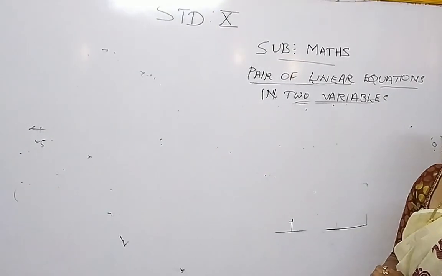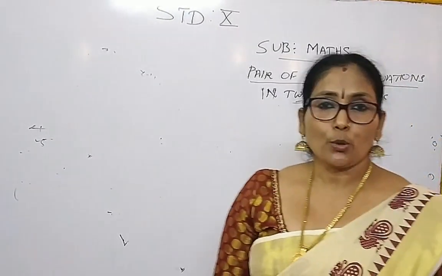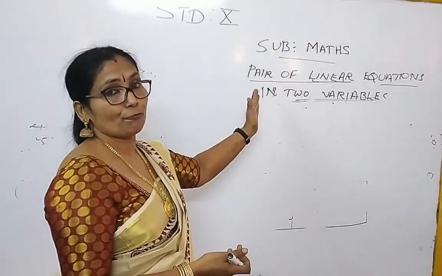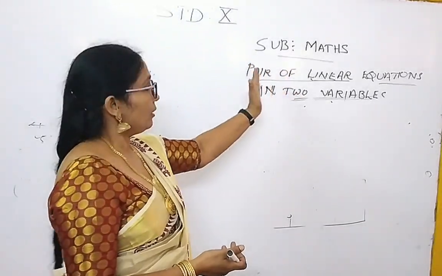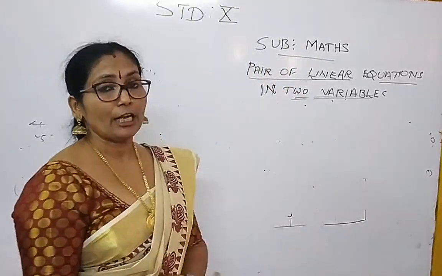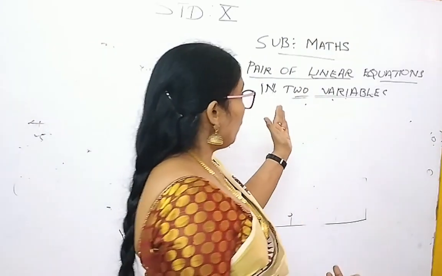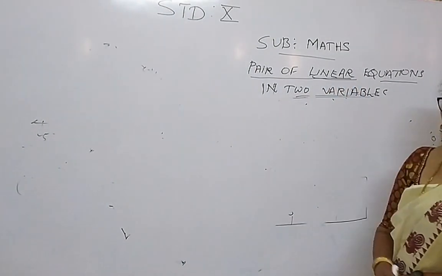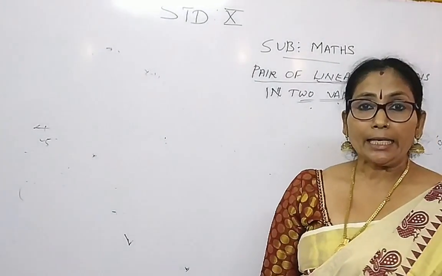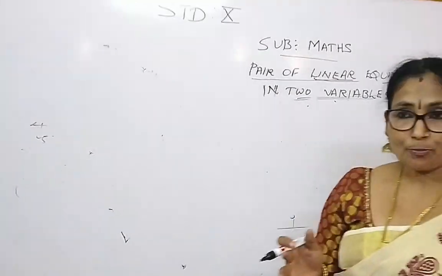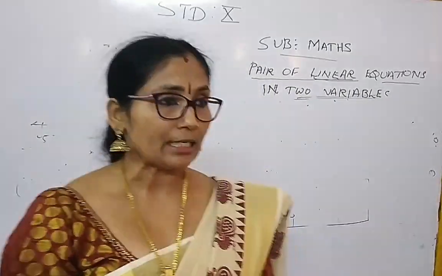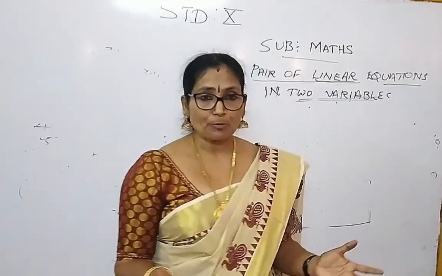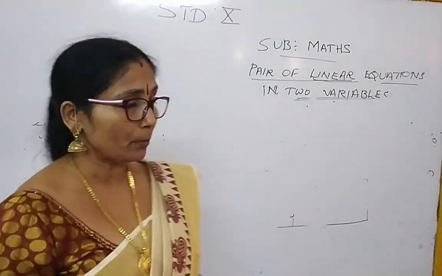Now, here I myself, Sindhu Nair, am going to teach you Pair of Linear Equations, a chapter of your 10th standard maths, Pair of Linear Equations in Two Variables. First of all, you have to understand what the term linear means. Linear means an expression whose degree is equal to 1. And an equation is an algebraic expression having an equal to sign.